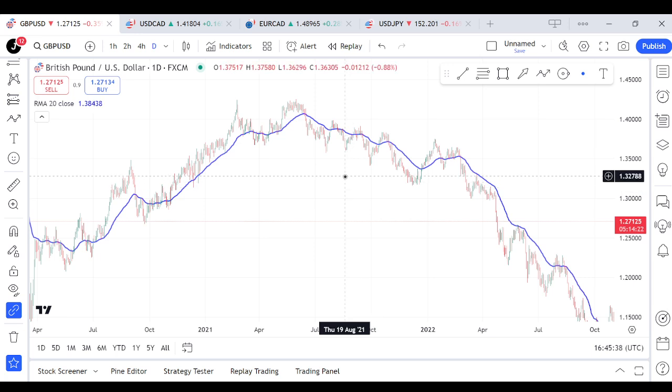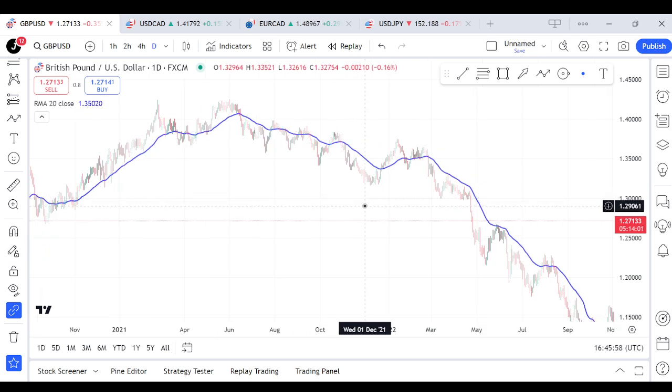Now let's talk about how you can use the rolling moving average to trade. Enough of the mathematics. Let's talk about how you can use it in your strategy. Let's explore some effective approaches to incorporate this powerful tool into your trading arsenal. So one of the primary uses of the RMA is to identify and confirm trends.